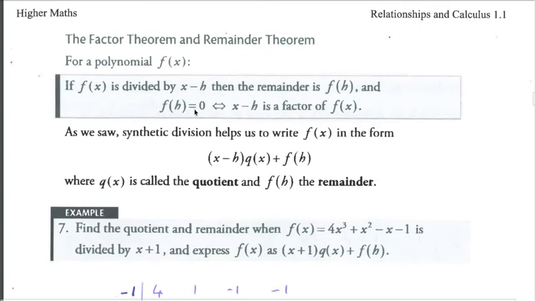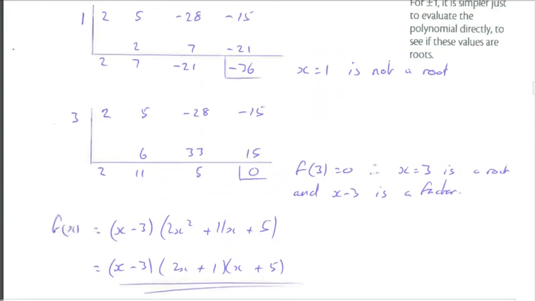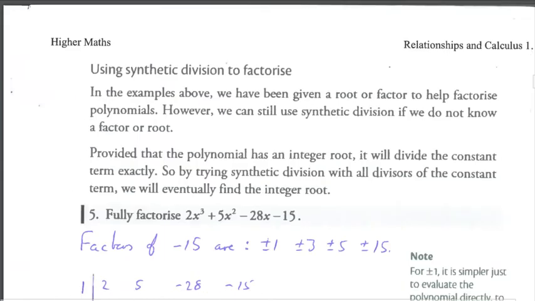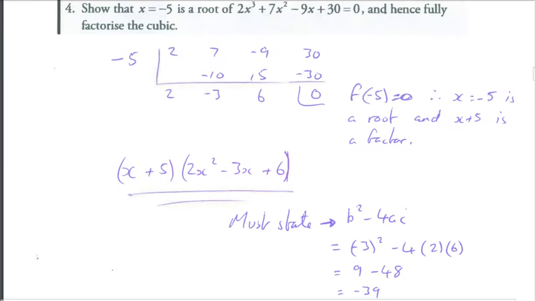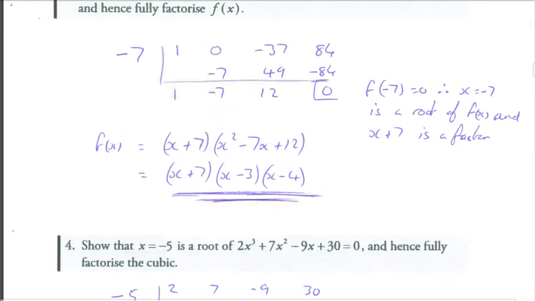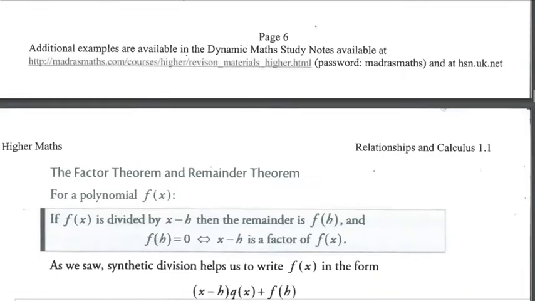And if f of h equals 0, that means x minus h is a factor of f of x. So we've seen that in this example. Again, we are just formalizing what we've been doing. We're not looking at anything new just now, but we are going to talk about the remainder theorem as well.